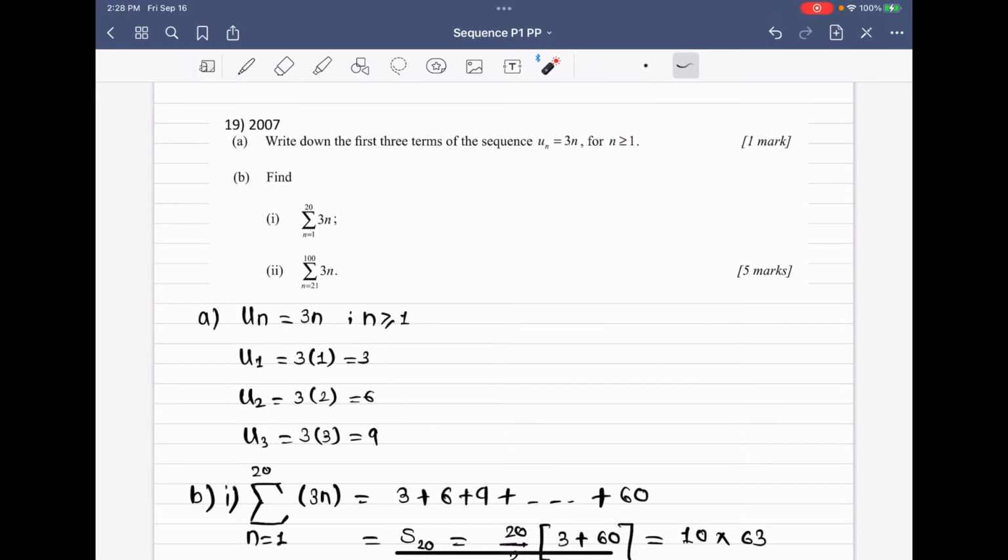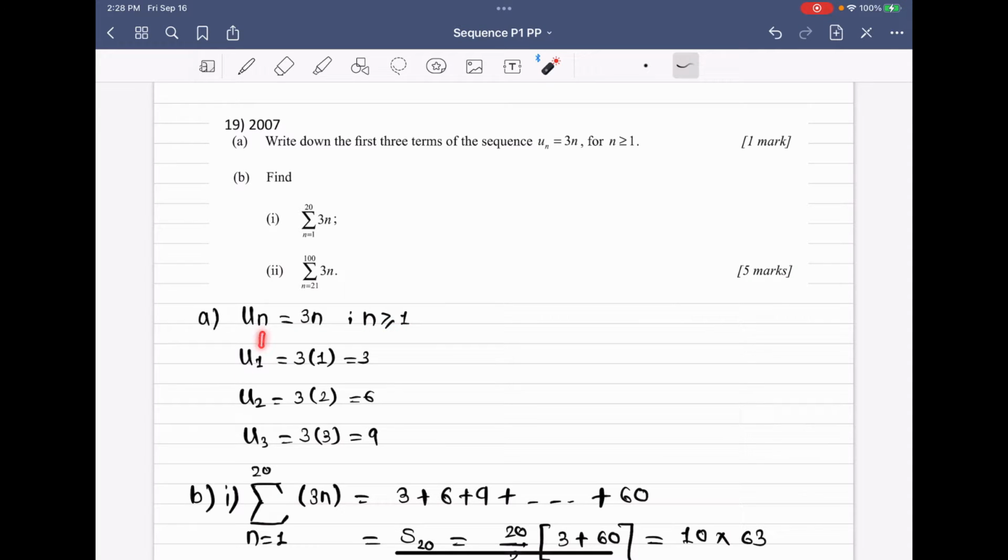So right now they said you should start with 1. Sometimes they will say start with 2, 3, anything. Right now they are talking about term number from 1. So write down first three terms. So I am writing un is equal to 3n, where n is greater than or equal to 1. So I will start with 1.